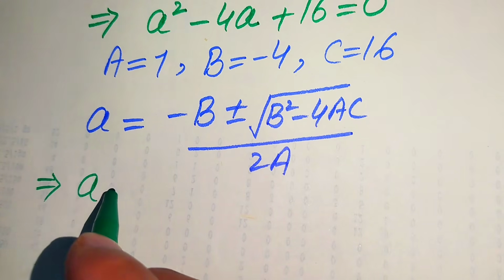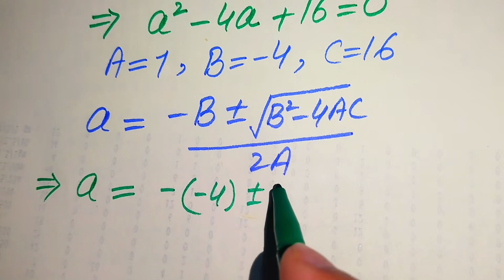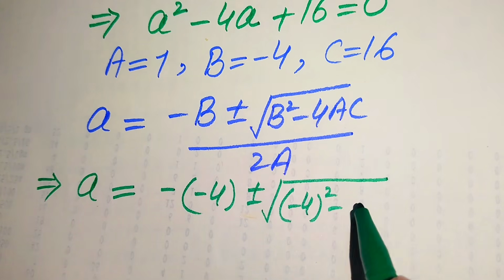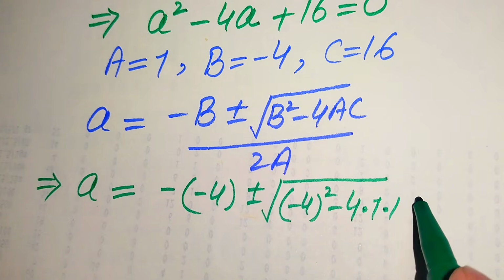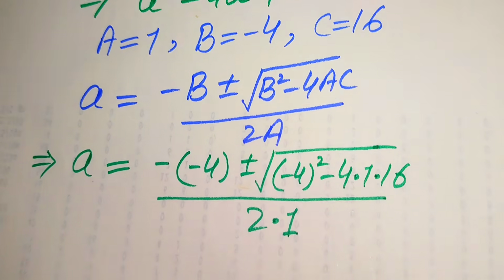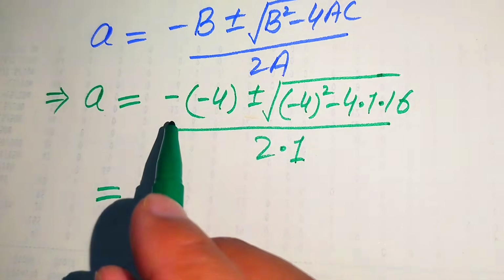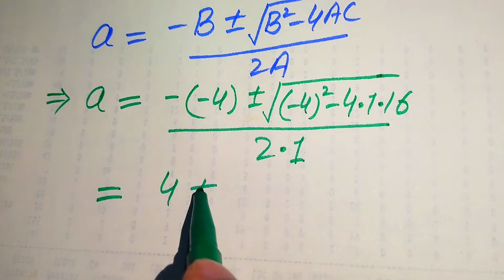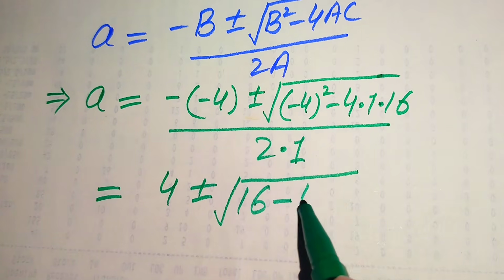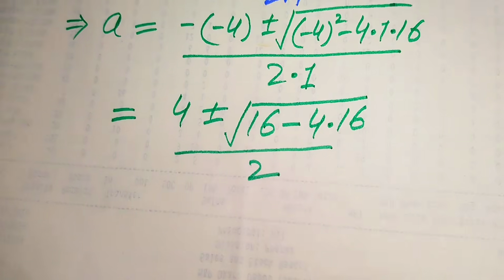And we will obtain a = -b, where the value of b is -4, ± square root of b², so b is (-4)² - 4 times a, which is 1, and c, which is 16, divided by 2 times a, and here our a equals 1. And now in the next step we need more simplification, and we have minus times minus becomes plus 4, and ± square root of (-4)² becomes 16, minus 4 times 16, divided by 2 times 1, which is 2.